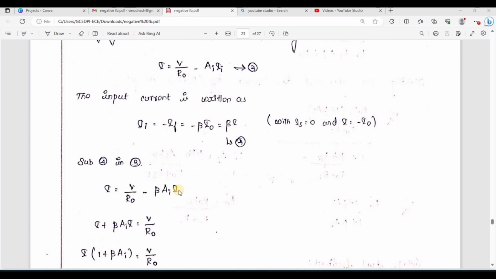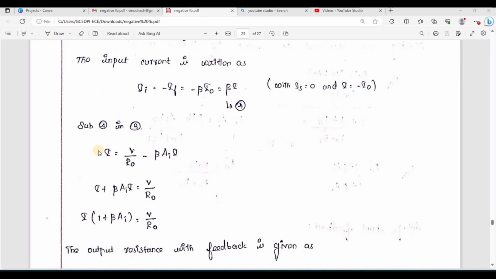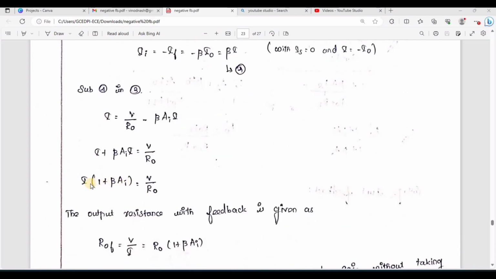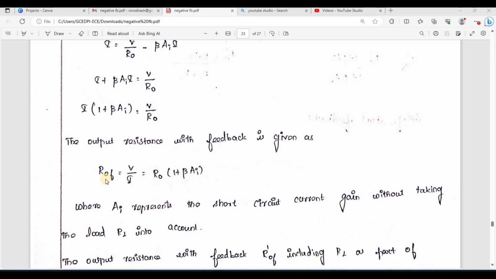Take this whole term to the left hand side, and you will get I plus beta AI I is equal to V divided by R naught. Taking the common I term, V by I is nothing but your R naught F. So R naught F is equal to R naught into 1 plus beta AI. Since at the output we have a series connection, the output resistance is increasing.